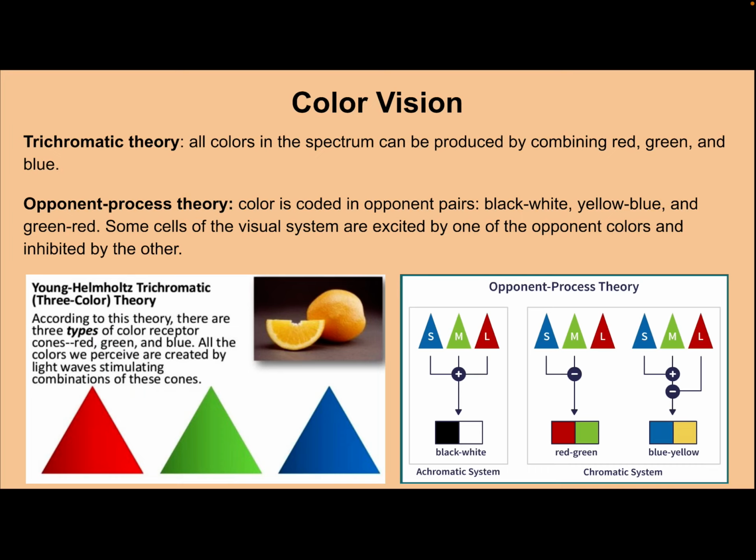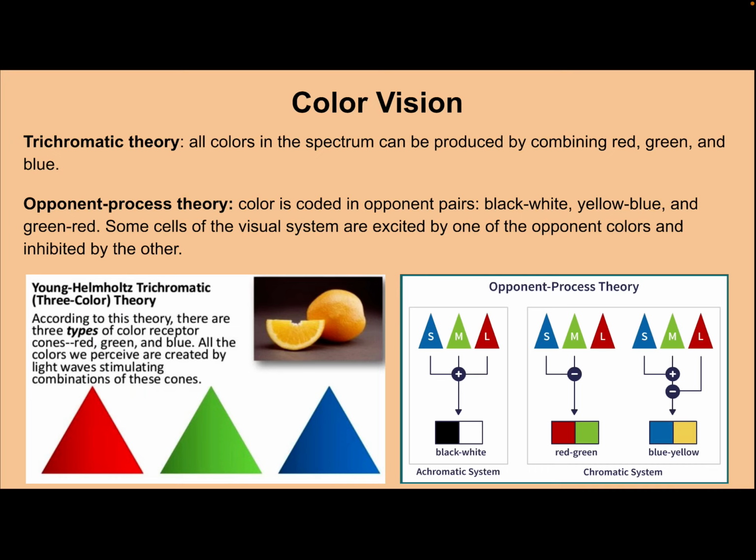color can be coded in these opponent pairs. And I'll show you an example of that in a moment that's kind of cool. They've found that there's black-white neurons, yellow-blue ones, and green-red ones. And the different neurons, or the different cells, can be excited by one of the opponent colors and inhibited by the other. What this means is that you have red-green neurons that when you see red, the red part gets excited and the green part gets inhibited.